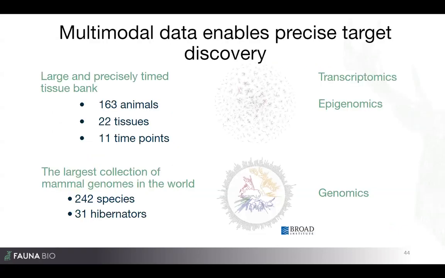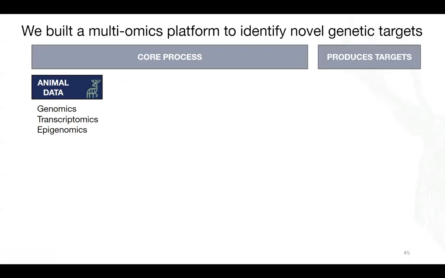And so together, Fauna is based on multimodal data that enables precise target discovery. This includes hundreds of animals, which is increasing every day, including species. We don't just work on squirrels, we work on any extraordinary animal. We work on various tissues, various time points. We're working with Genome, which I discussed earlier, to study all these in context, and various types of data, including epigenomics.